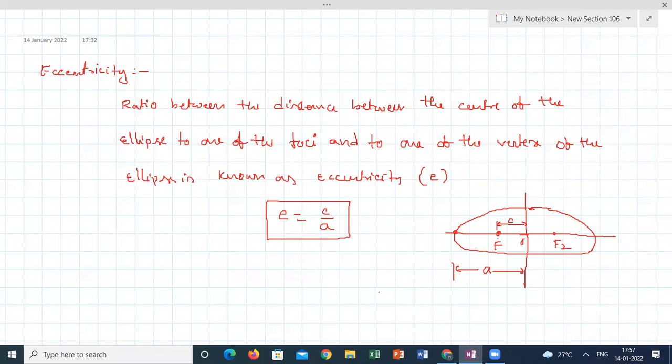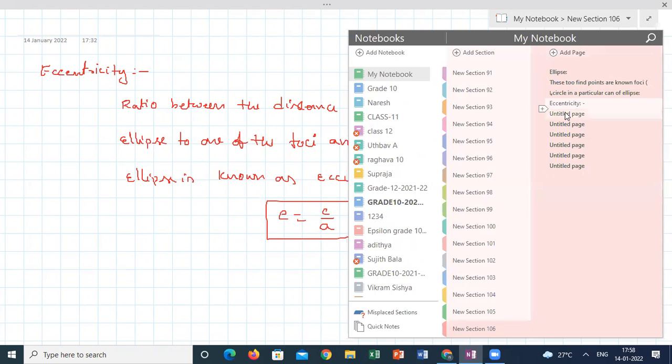Is it clear? What is eccentricity? Students? Yes, sir. Now the standard equation. This is only important in the scope of the examination.